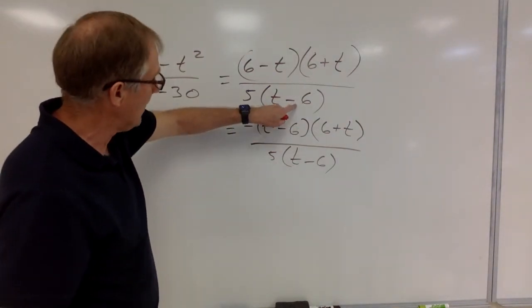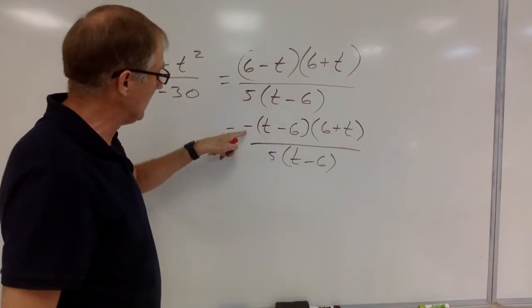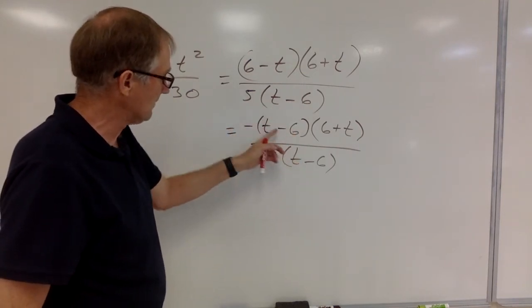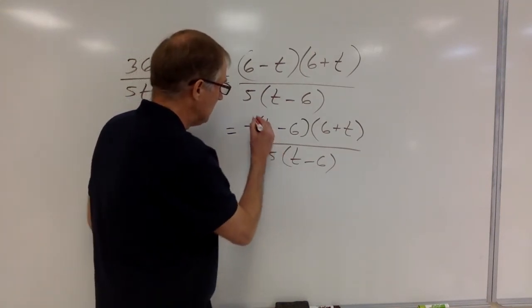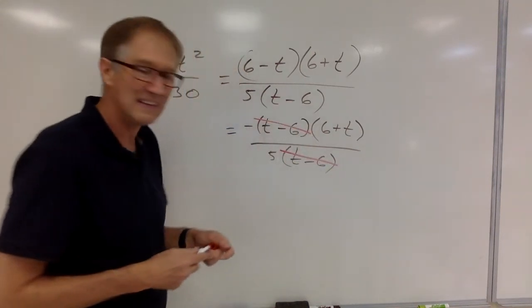Recognizing that, okay, well, that's opposite that. But if I factor out a negative sign, then it becomes the exact same as that. I just have this extra negative here. So now I have t minus 6 in the numerator and t minus 6 in the denominator.